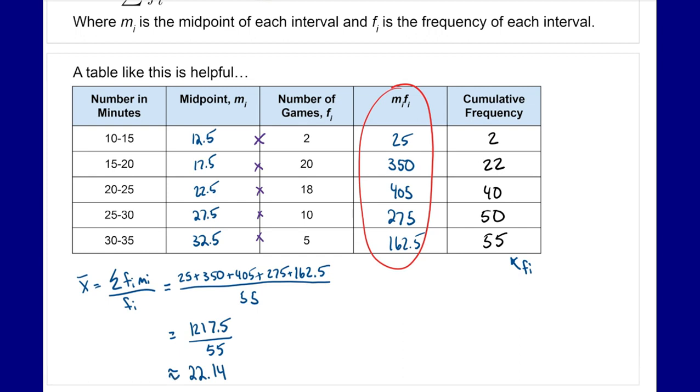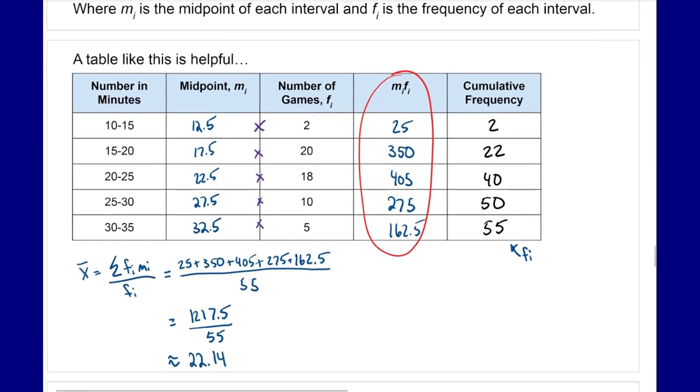And so our approximate or estimated value, because we're estimating based off of the midpoints of the intervals. We don't know the actual data points, right? So that mean could be higher, it could be lower, depending on what our actual data points are. But in our case, we don't know, so this is the best that we can do.